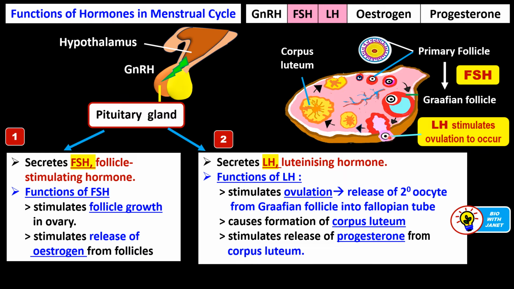But after that, there are more functions of LH. That is, it causes the formation of the corpus luteum from the remains of the Graafian follicle, and it stimulates the release of progesterone from the corpus luteum. So this progesterone will then act on the endometrium to stimulate the thickening of the endometrium after that, right? LH stimulates the release of progesterone from the corpus luteum.